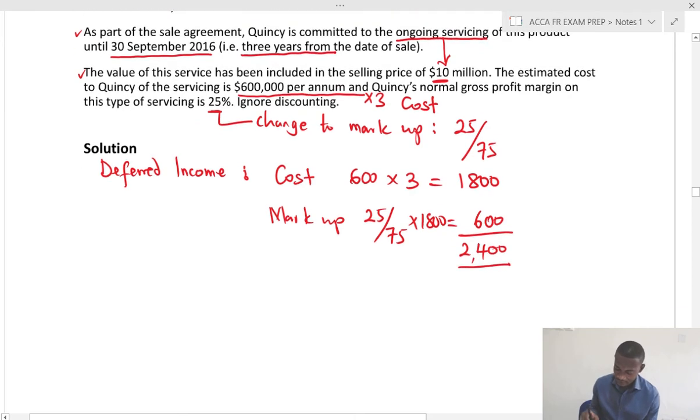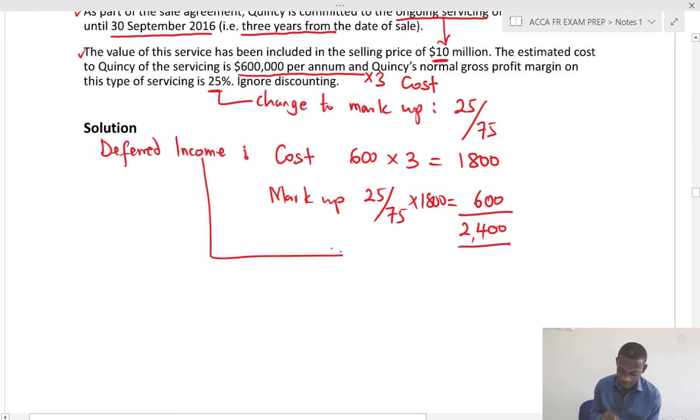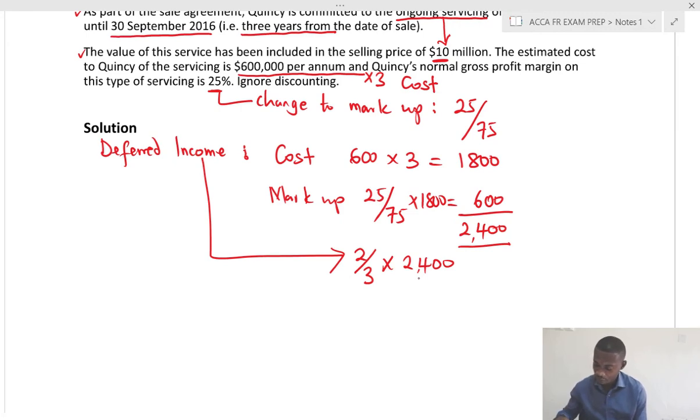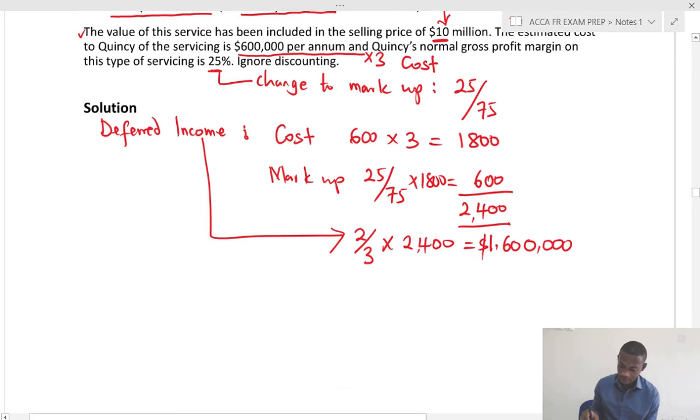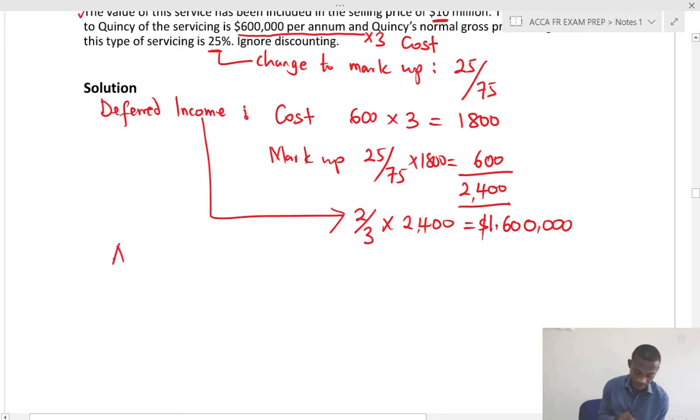Now, the deferred income would be 2/3, which is the remaining 2 years. 2/3 of the 2,400, which is the 2.4. So here, 2,400 times 2 divided by 3, that should give us 1,600, which is, I want to write it in full. That's 1.6 million. Now, what are the adjustments?